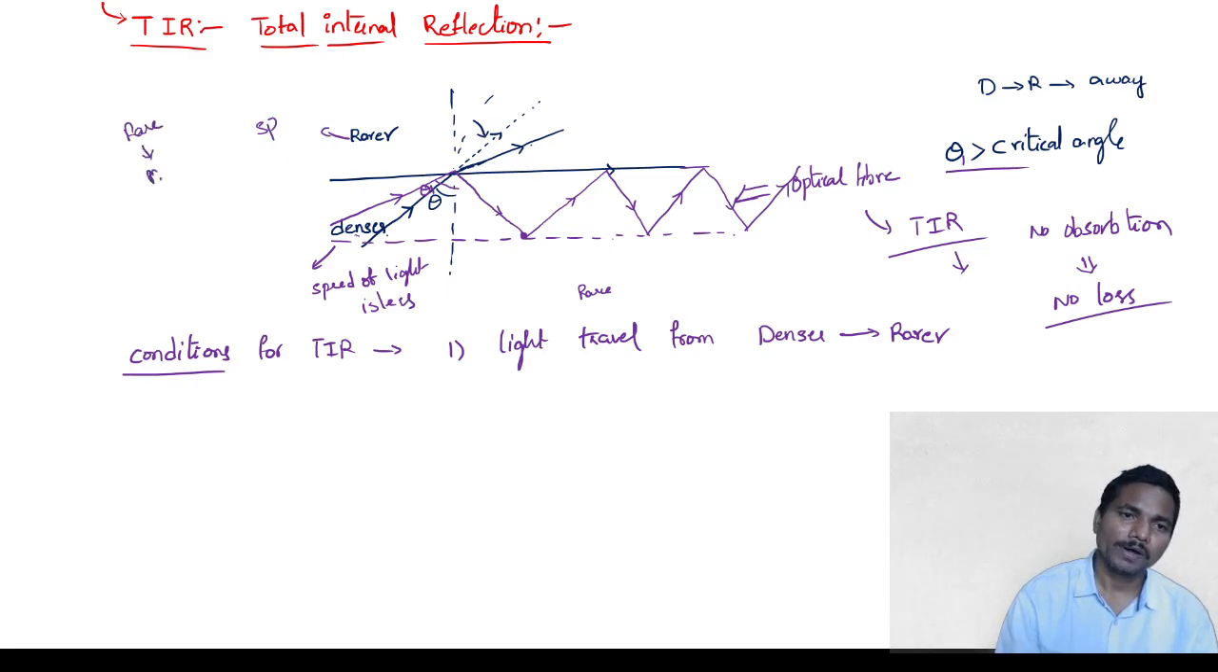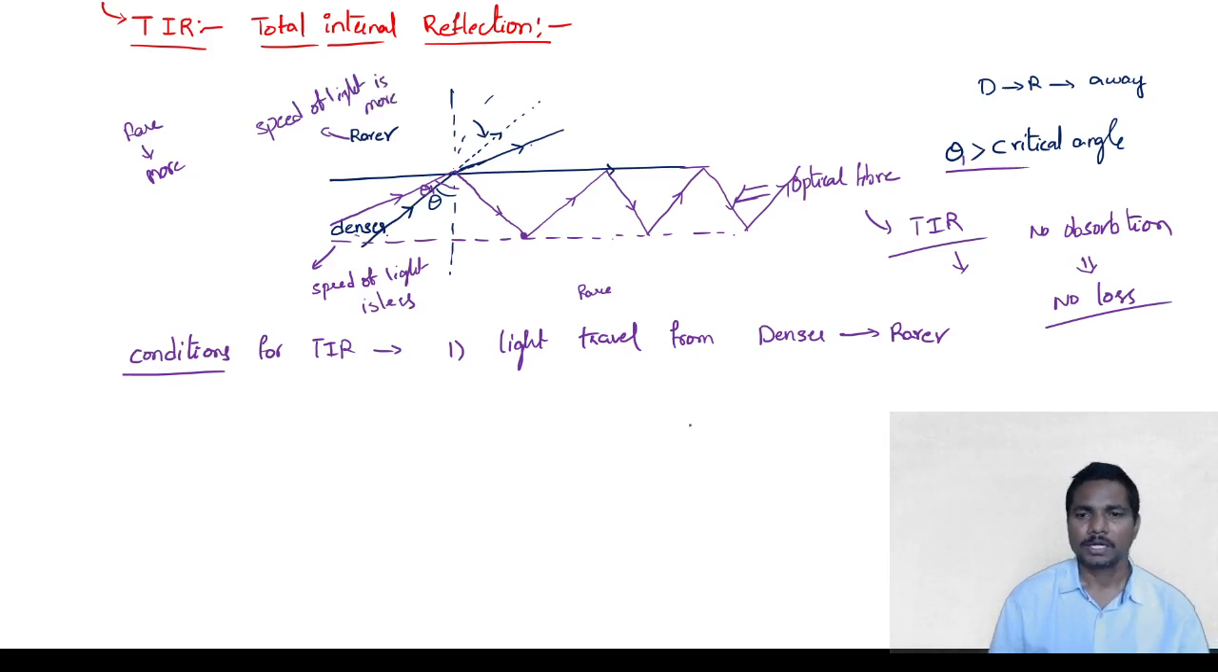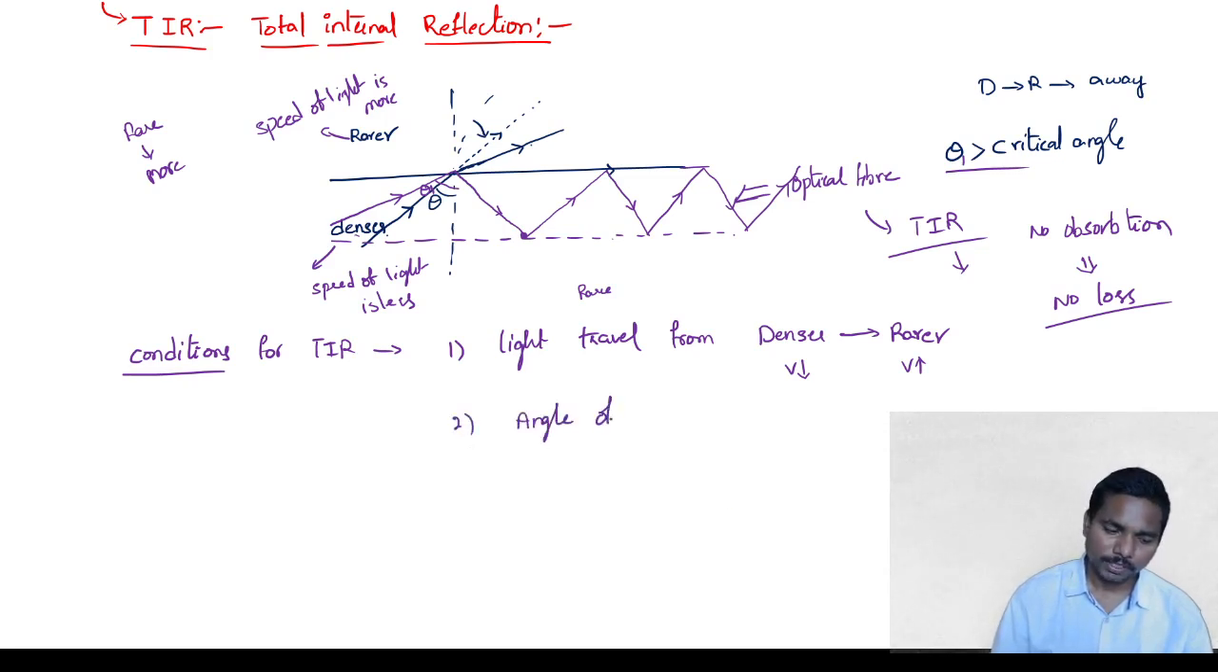I have already given this in the previous session, so try to watch that one. Travel from denser medium to rarer medium, so that means from low speed to high speed. And the second one, angle of incidence theta must be greater than the critical angle.